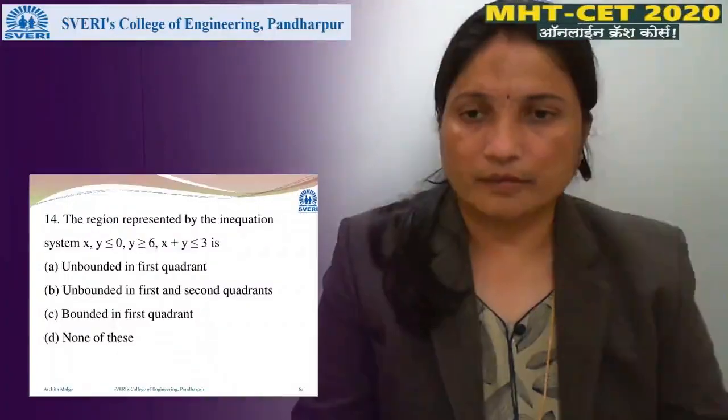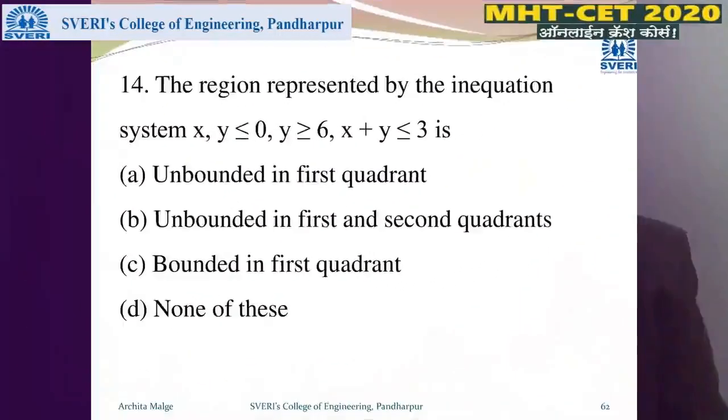in the CET exam LPP has a weightage of 2%. So you can solve the examples very easily. The region represented by the inequation system x, y greater than or equal to 0, y is less than or equal to 6, x plus y is less than or equal to 3 is: unbounded in first quadrant, unbounded in first and second quadrants, bounded in first quadrant, and none of these. What will be the correct answer?